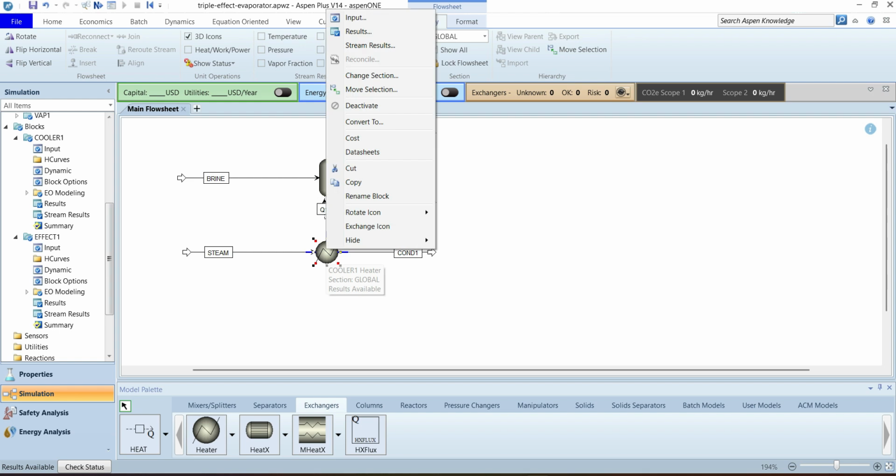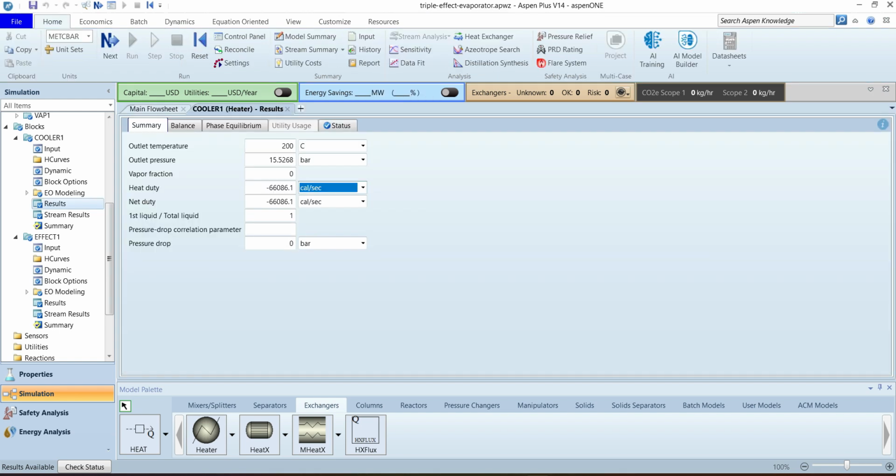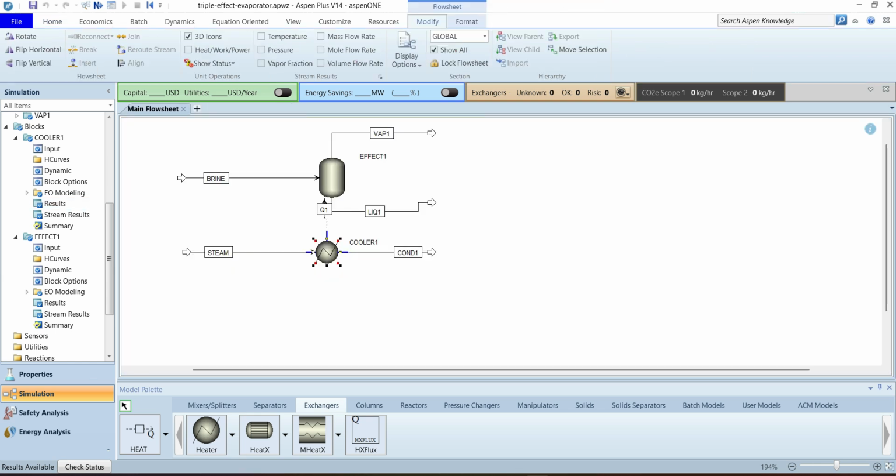The duty, we can have a look at the duty from the cooler block. So duty is 0.68 kilowatt. So from the first stage, or the first effect, 76.6 kilowatt latent heat is supplied to the brine solution for the evaporation purposes. So let's proceed to the second stage.